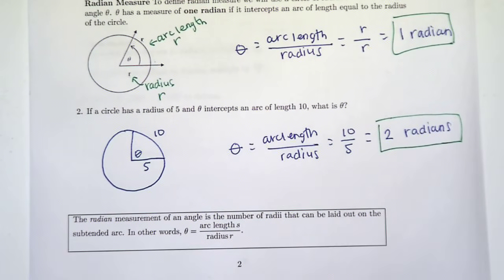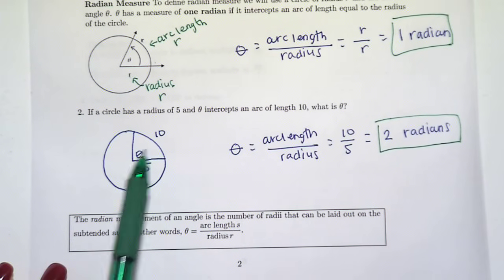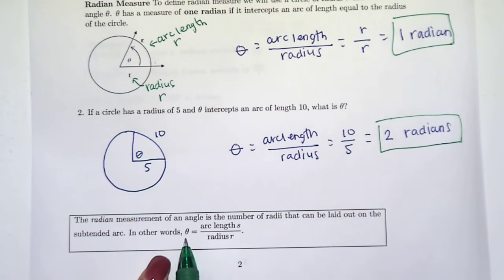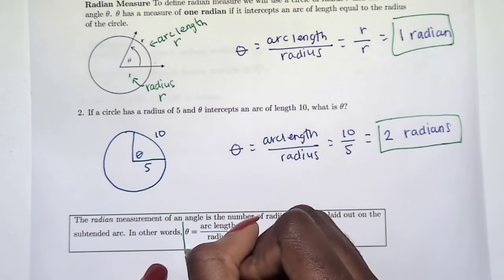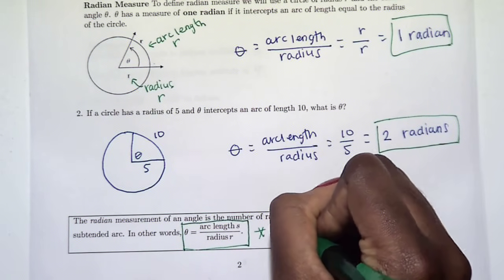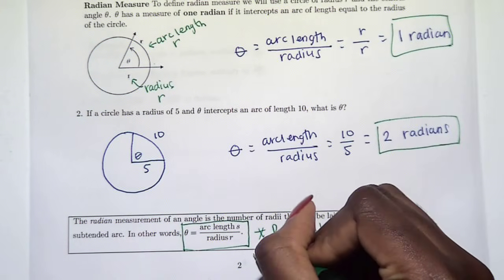All right, so I have written out the definition of what radian measure is. The radian measurement of an angle is the number of radii that can be laid out in the subtended arc. A subtended arc just means the arc, the outside of the circle that's separated based on what our angle looks like. So our angle in radians is always arc length, usually called S, divided by the radius r. This is important. Make sure you remember this. This is the definition of an angle in radians.